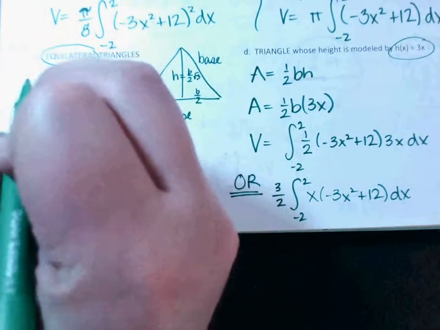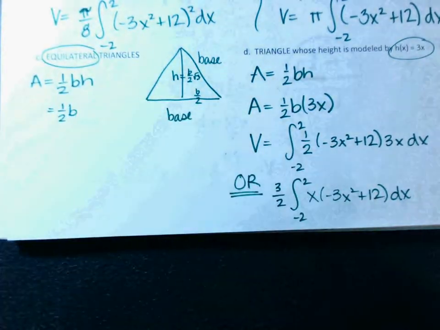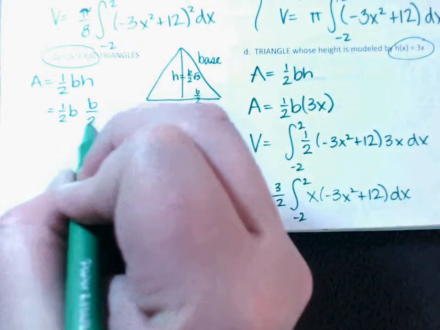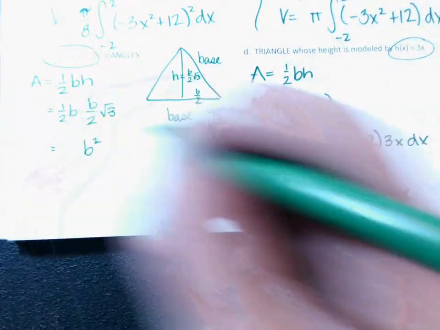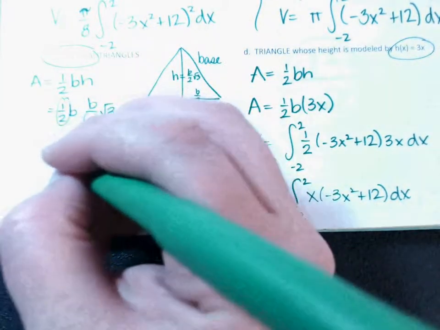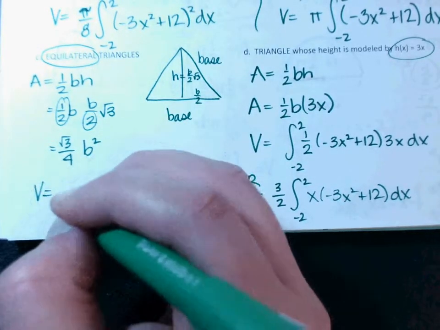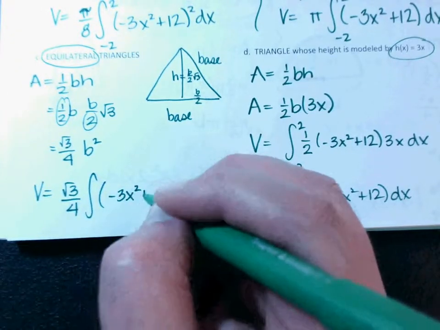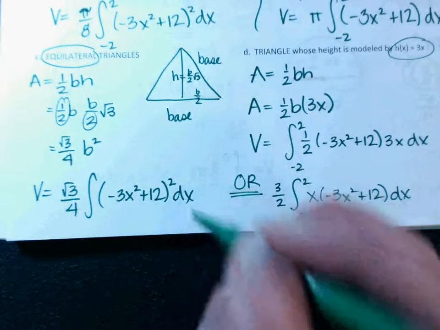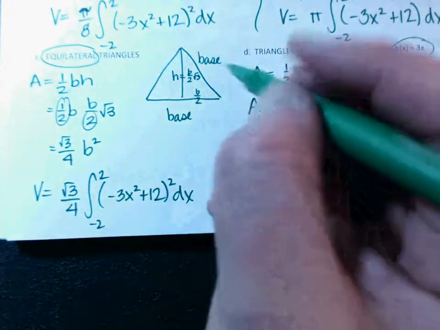So then when I do my area, it's 1/2 base times height, but then I'm subbing out my height for my b over 2 root 3. Combine your b's, that's going to be a b squared. Combine your numeric pieces, a half times another half is a 4th, and then my root 3 will stay on top. And then from there my volume is going to equal root 3 over 4 times the integral of b squared, which is -3x squared plus 12, dx. And then remember that your endpoints were -2 and 2.